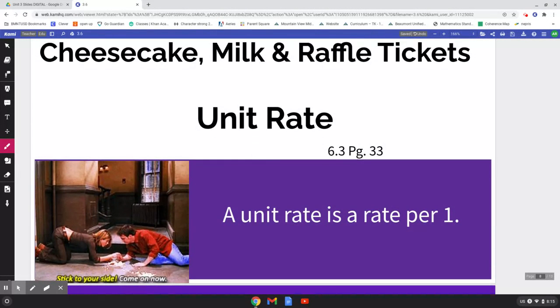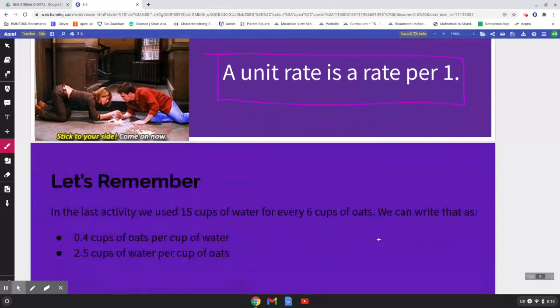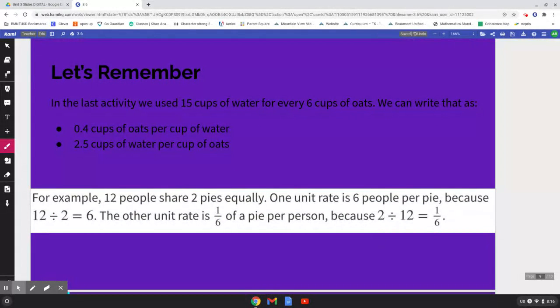So now we're dealing with unit rate. A unit rate is a rate per 1. And that's what I've been teaching you this whole unit, all last unit too. So page 33 is where you should be. They give you a little reminder. In the last activity, we used 15 cups of water for every 16 cups of oats. We can write that as 0.4 cups of oats per cup of water, or we could say 2.5 cups of water per cup of oats.